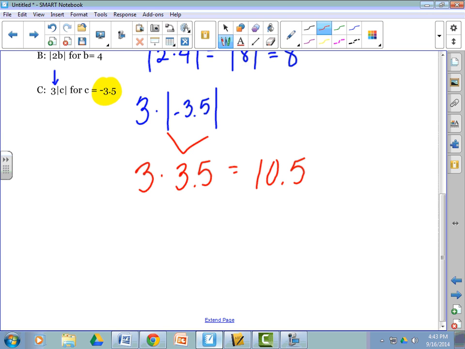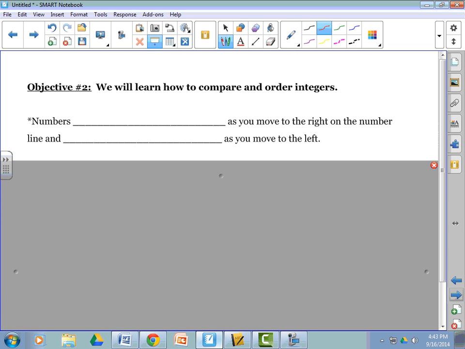Okay? So that's simply how you would evaluate expressions that involve order of operations, or involve absolute value, rather. The next objective, objective 2, talks about comparing and ordering numbers and integers. This one's a very brief section and something you'll pick up very easily, I'm sure. Let's fill in the blank here.